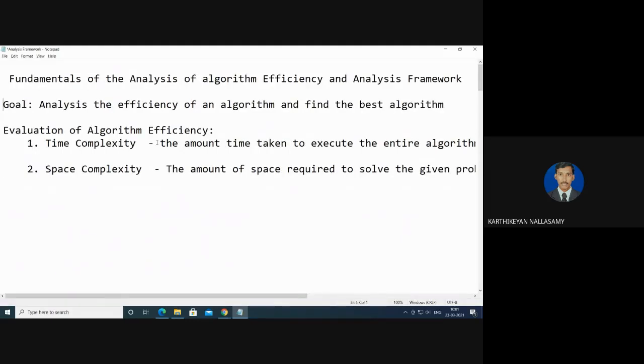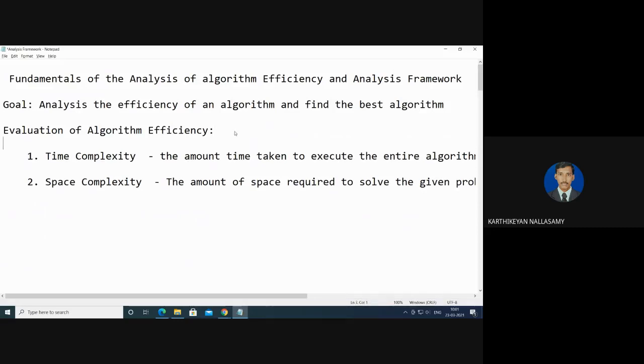I will repeat once again. The main goal of this topic is to analyze the efficiency of an algorithm, and from that we are going to identify the best algorithm. Normally there are two ways that algorithm efficiency can be evaluated. One is time complexity, another one is space complexity. Time complexity means the amount of time taken for execution of an entire algorithm to find the solution for the given problem. And space complexity represents the amount of space required to solve the given problem.